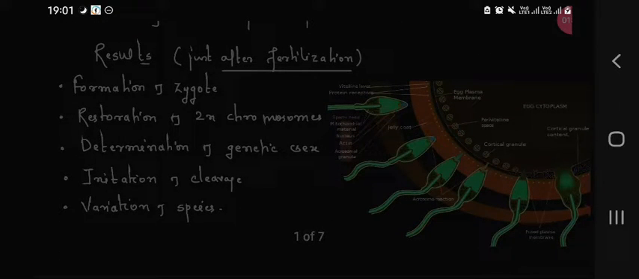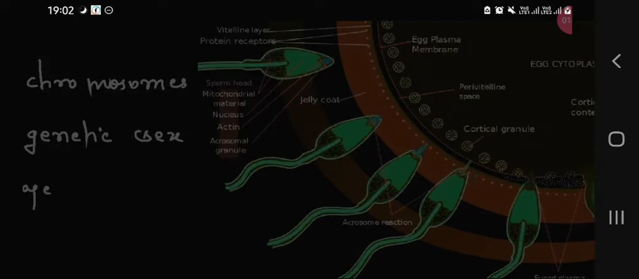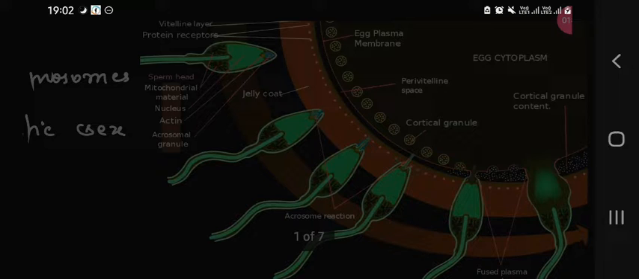Results: just after fertilization, formation of zygote, restoration of 2n chromosome or diploid number of chromosomes, determination of genetic sex, initiation of cleavage, variation of species. So here you can see vitelline layer of protein receptors, sperm's head, mitochondrial material, nucleus, actin, acrosomal granule, jelly coat, fused plasma, egg plasma membrane, perivitelline space, cortical granule content, egg cytoplasm.